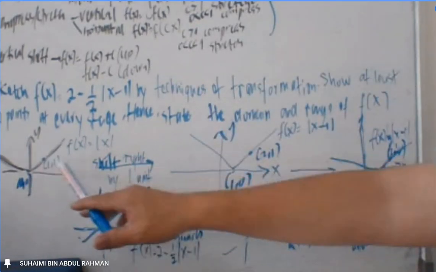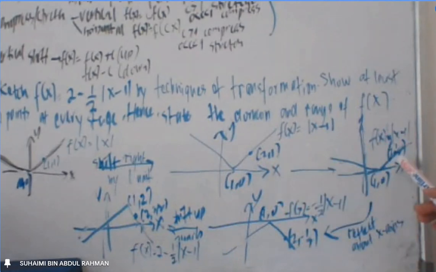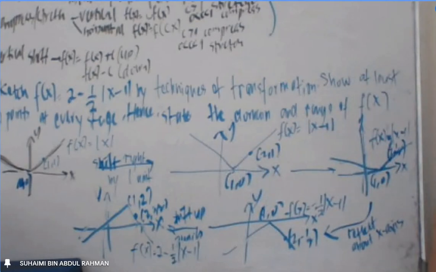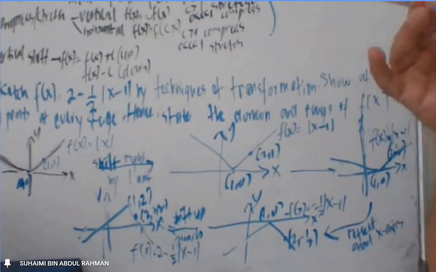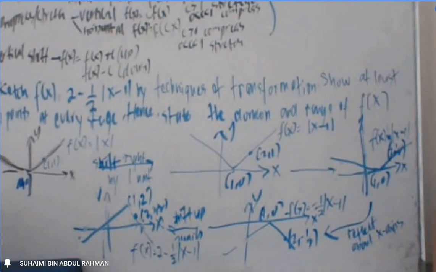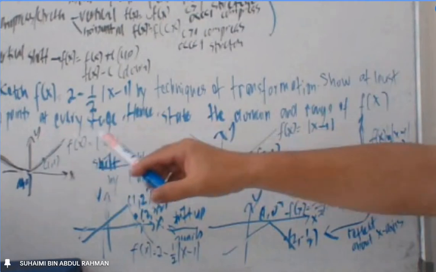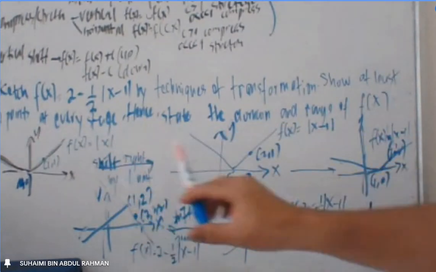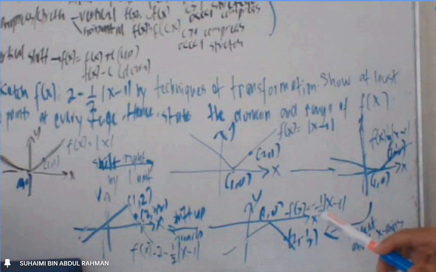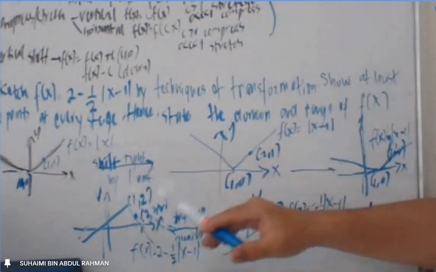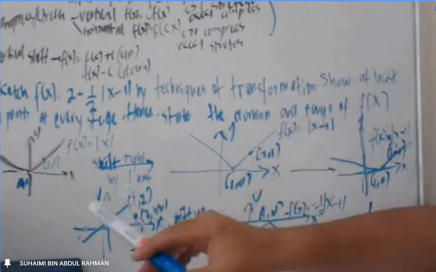The other point starts with (2, 1), goes to (2, negative 1/2), then to (2, 3/2). Now, the shape we can say is the same. The only difference between them is the points. That's why it is important to show at least 2 points at every stage. We have 4 stages, and in every stage, remember the 3 things.